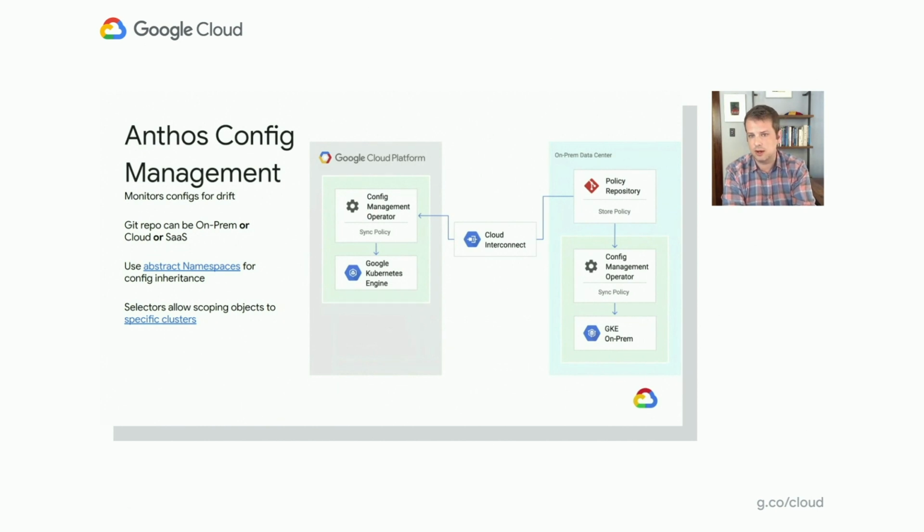In this case, it's running on-prem, and that policy repository allows you to define your configuration using abstract namespaces for inheriting configuration across multiple teams, so you can define policies that apply globally. In addition to that, you can specify configuration should be rolled out to a single cluster or a set of clusters when you need to configure things differently.